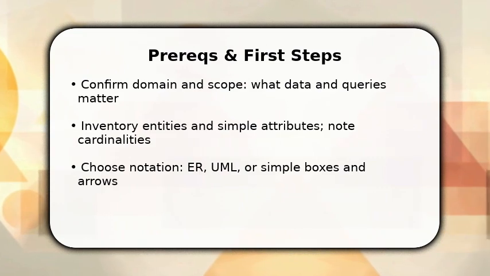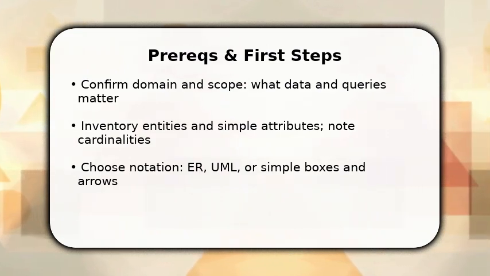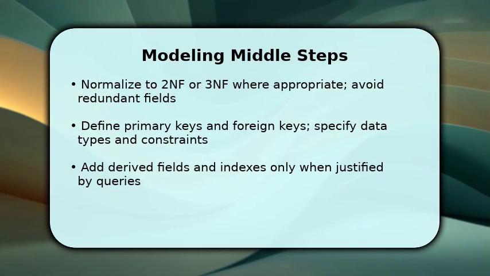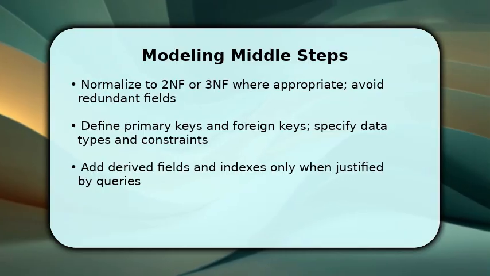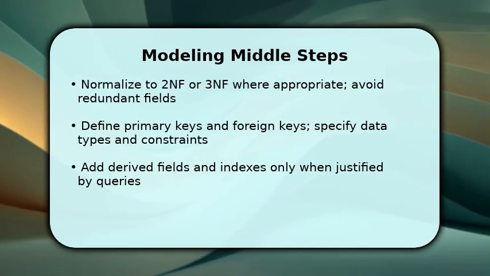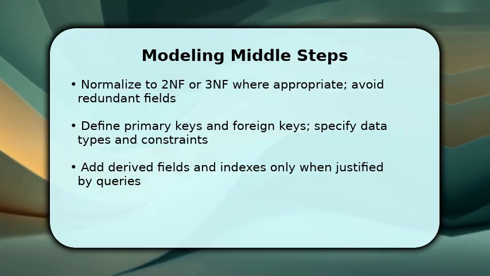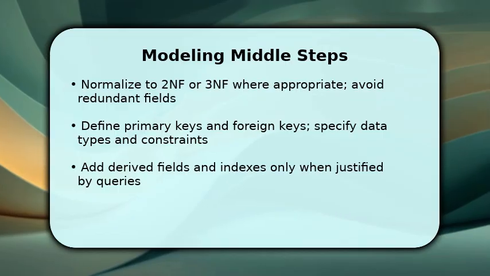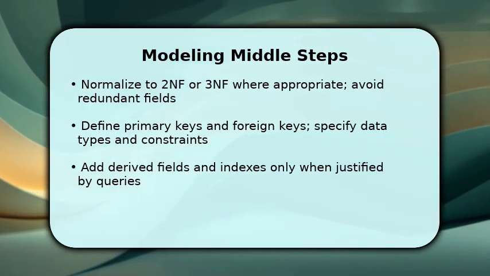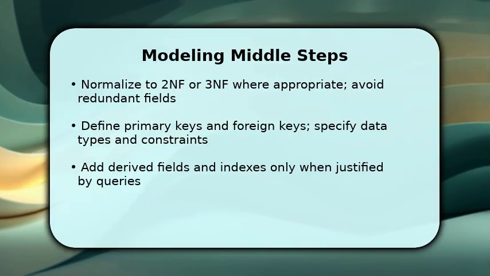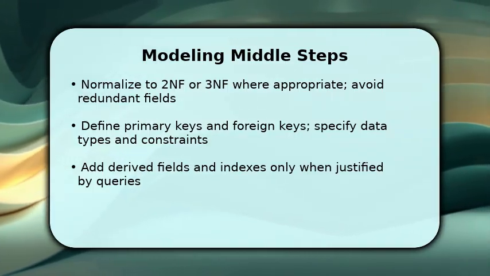Now you model structure. Normalize to reduce redundancy, but balance normalization versus query performance. Practical schemas are usable, not theoretical. As you assign primary and foreign keys, choose stable identifiers and explicit data types so integrations behave predictably. Once relationships are explicit, sketch typical queries and add derived fields or indexes only where profiling shows benefit.